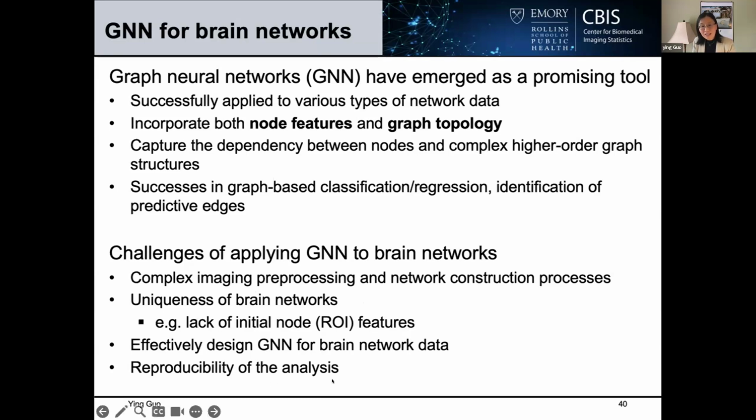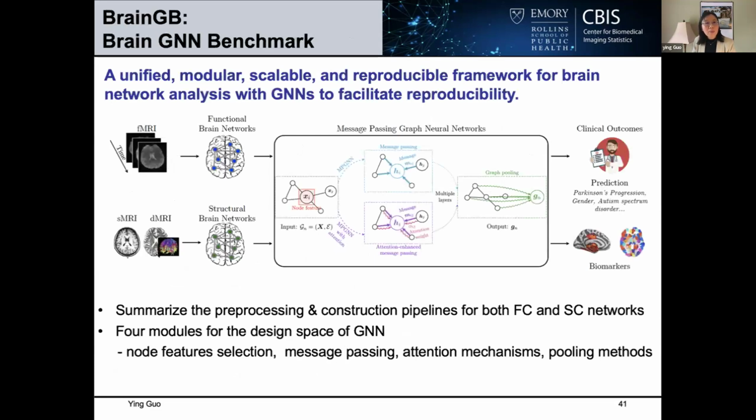And also the reproducibility of the analysis is a big question. If we want to repeat one GNN analysis in another study, it's very challenging because the GNN model has many components in an architecture. So often from a paper, you cannot tell what the setup of that architecture is. That prohibits reproducing the analysis in another study. So to address this, in collaboration with our colleagues in the Emory Computer Science Department, we have proposed BrainGB. To the best of our knowledge, this is the first effort to benchmark brain network analysis using GNNs. Essentially, it is a unified, modular, reproducible framework for such analysis that can help facilitate reproducibility in future studies.